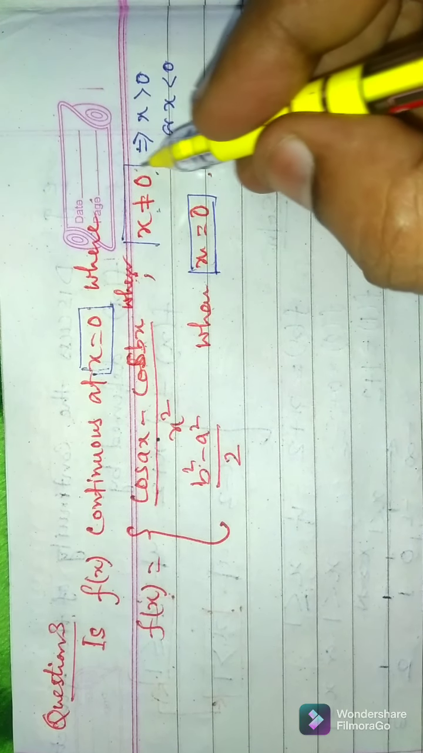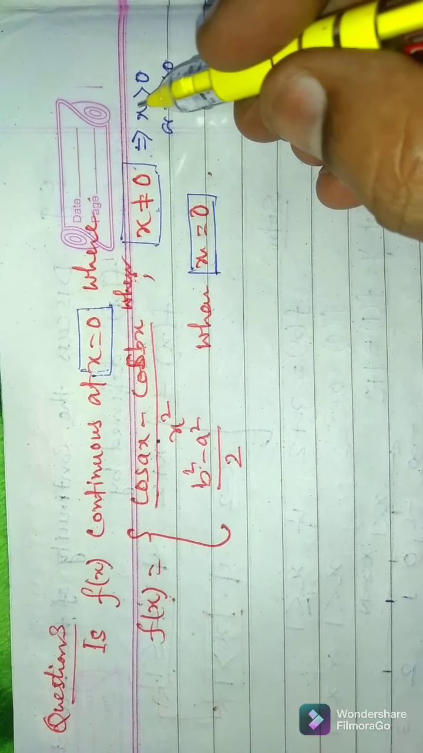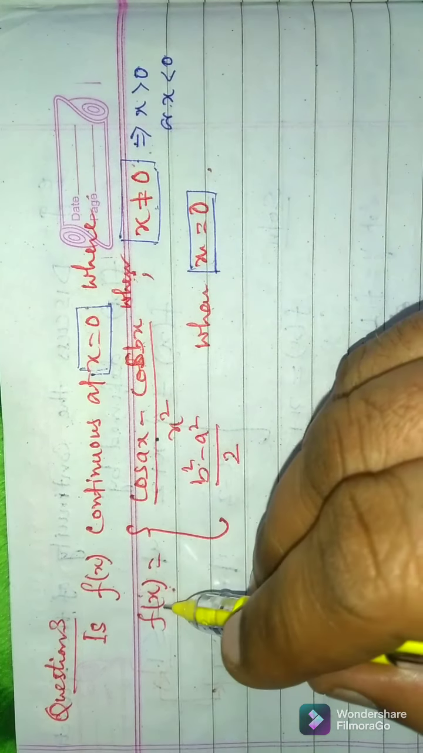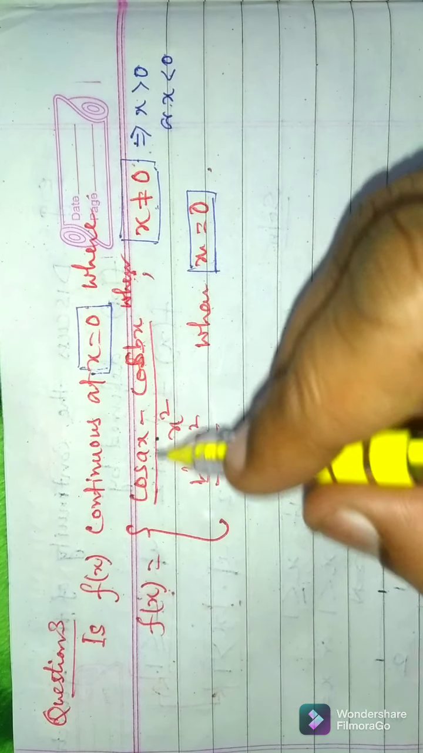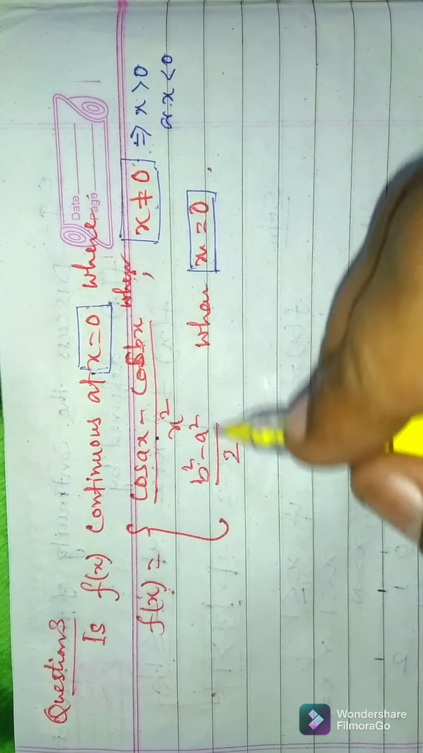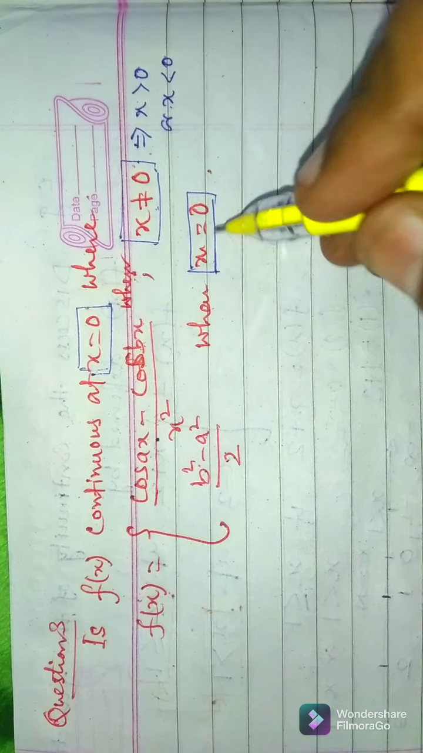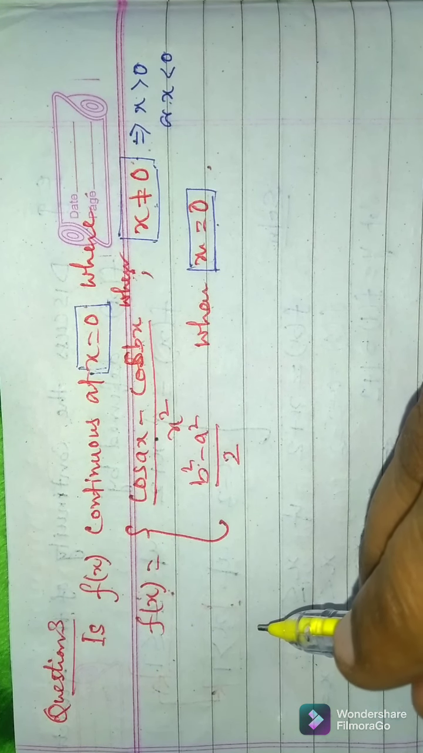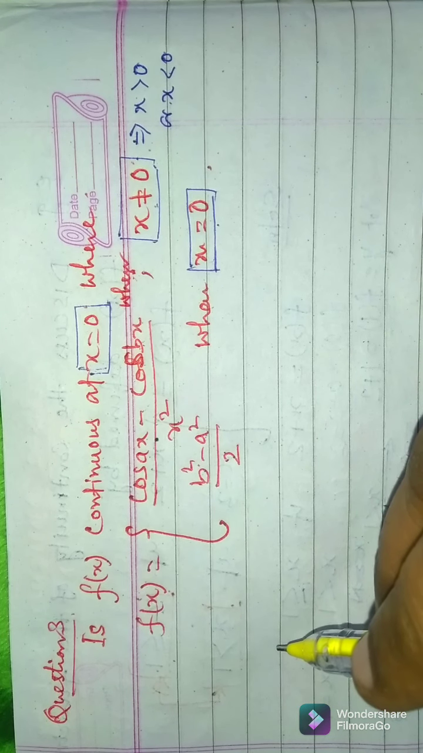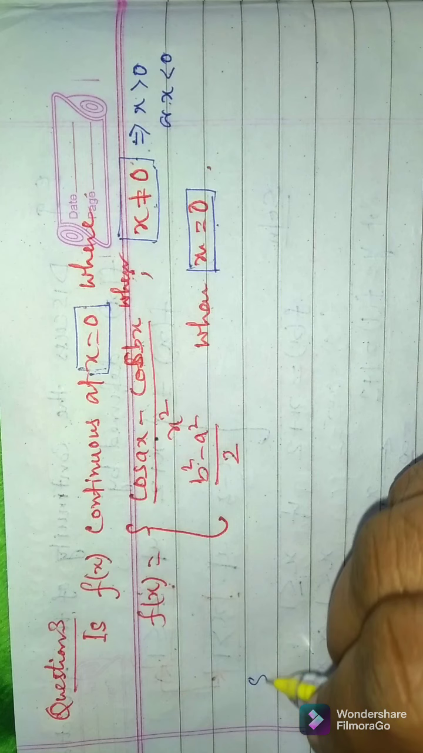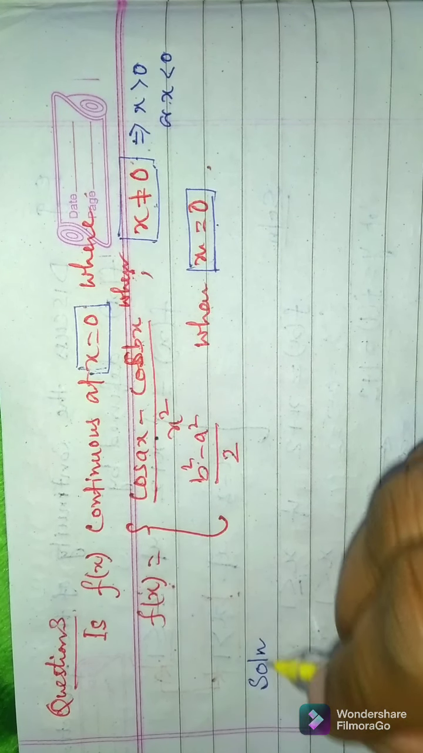These conditions are very important. So when x is greater than 0, or when x is less than 0, f(x) is equal to this, and f(x) is equal to (b square minus a square) upon 2 when x is equal to 0. Now we have to check whether the function is continuous at the point x equal to 0 or not. So now I am solving.